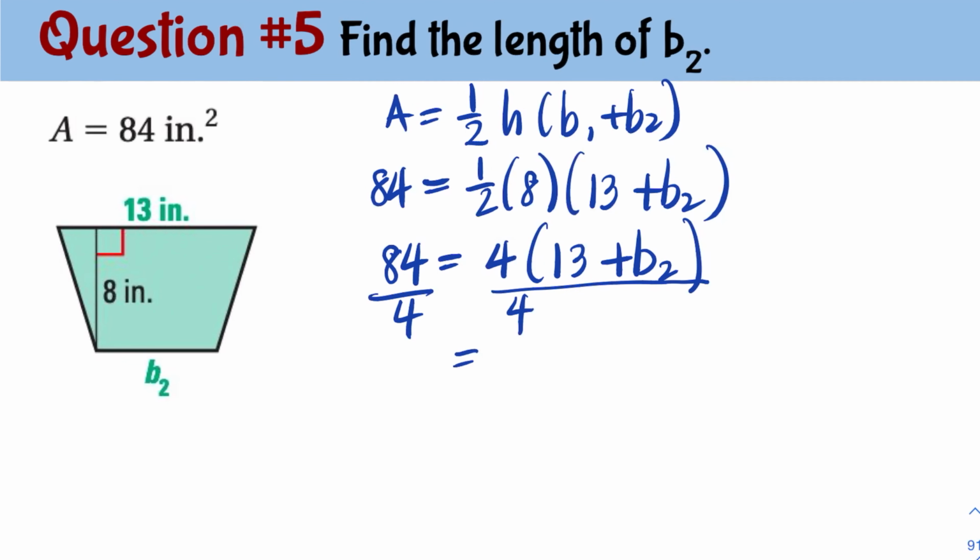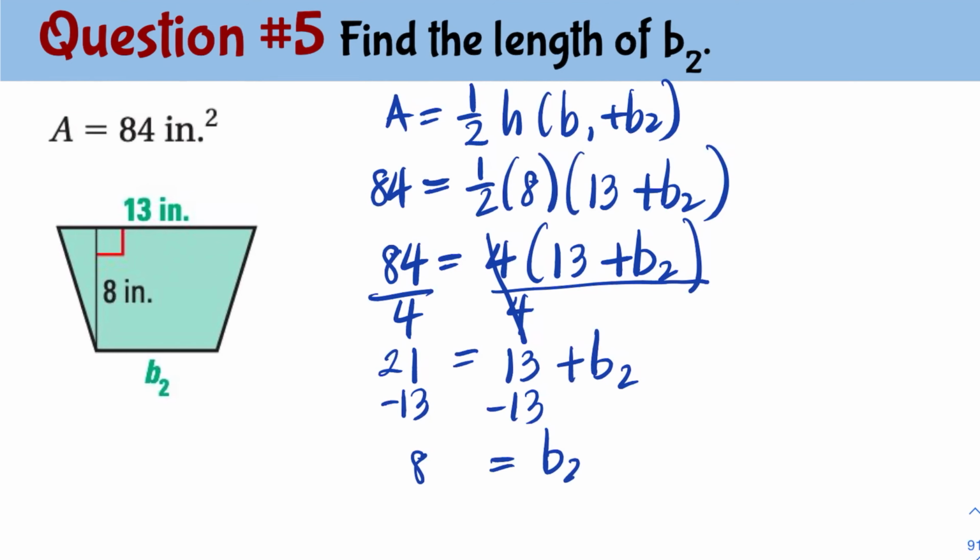And 84 divided by 4 is 21. 4 divided by 4 is 1. So we have 13 plus base 2. Now we can subtract 13 to both sides. And 21 minus 13 is 8, which is the value of our base 2. So our base 2 is 8 inches.